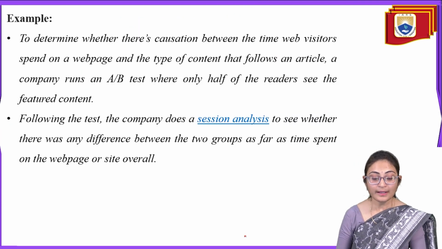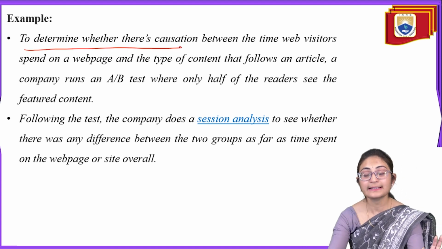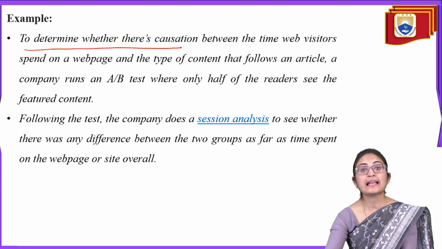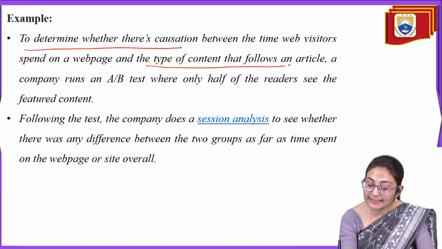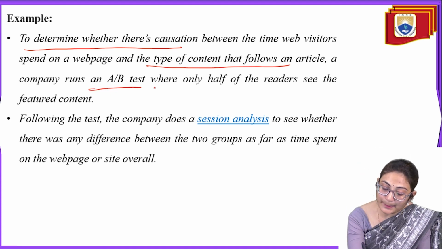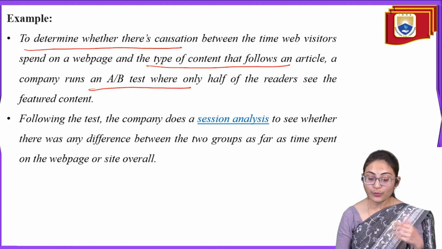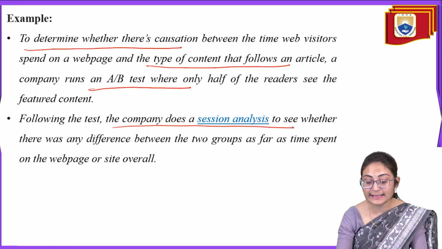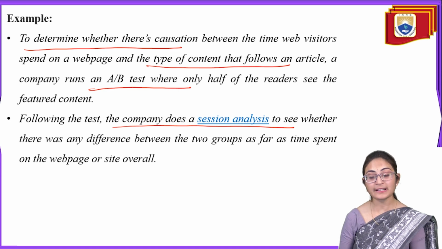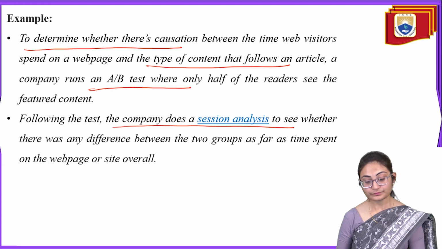Now there is an example to determine whether there is a causation between the time web visitors spend on a web page and the type of content that follows an article. A company runs an A/B test where only half of the readers see featured content. Following the test, the company does a session analysis to see whether there was any difference between the two groups as far as time spent on the web page or site overall.